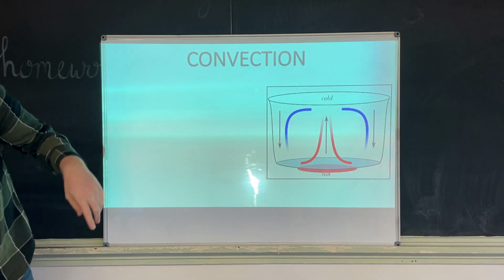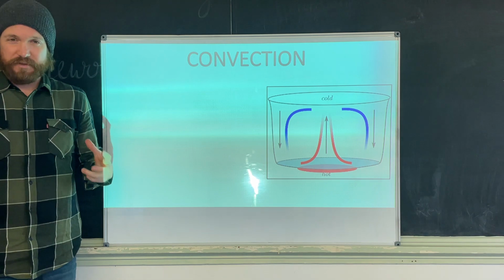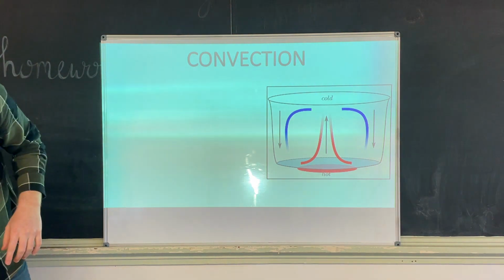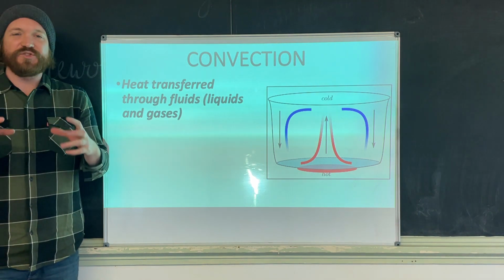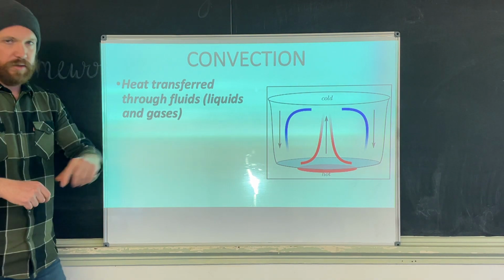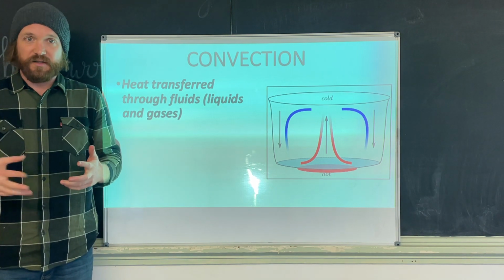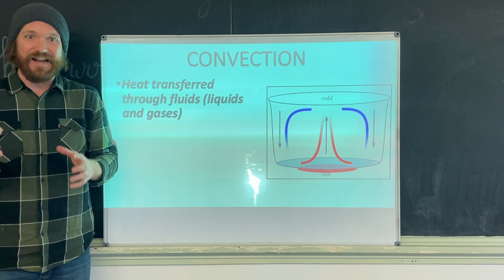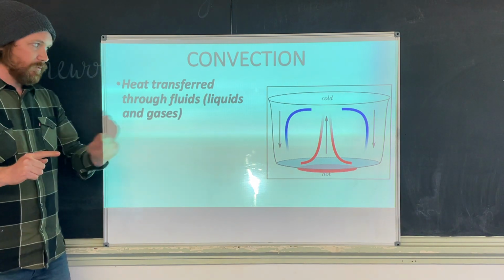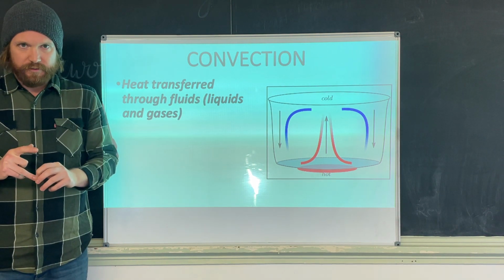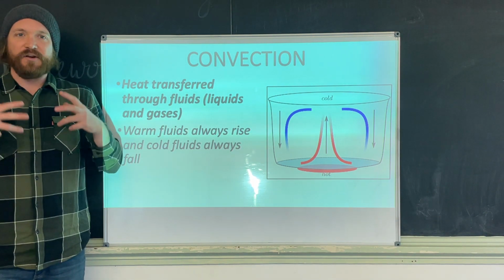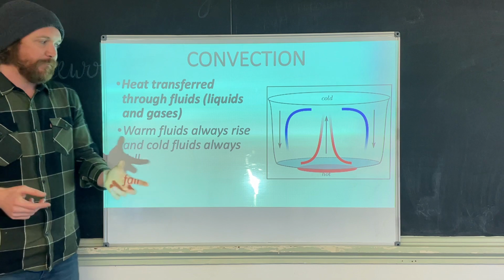Method number 2, convection. Now this is a word you might see maybe somewhere in your kitchen. What is convection? Convection is when heat is transferred through fluids. This is a great word. If you don't know what a fluid is, it's anything that is not solid, meaning it is either a liquid or a gas, all right? Now, in order to understand convection, you need to understand this basic principle, okay?